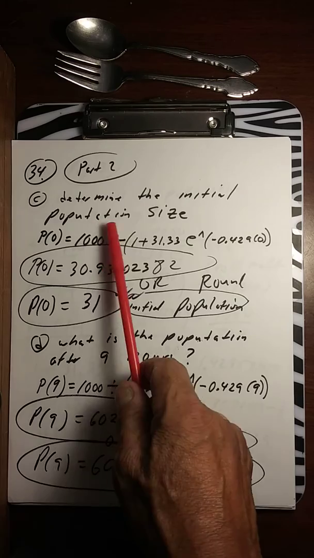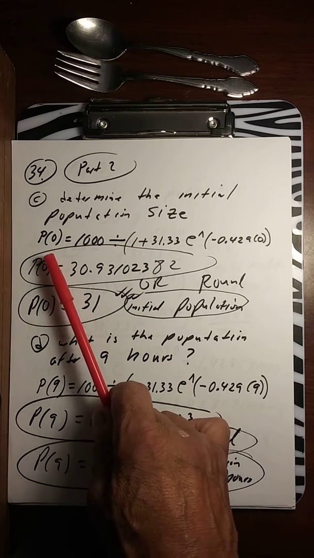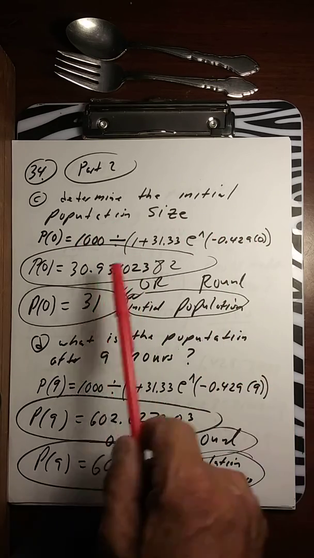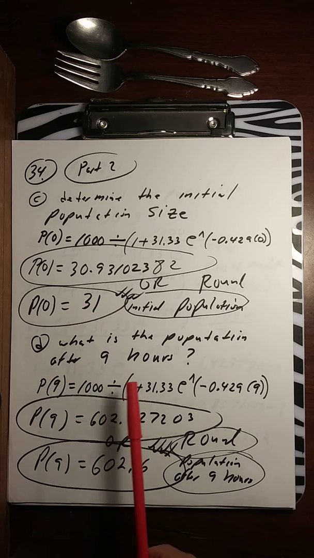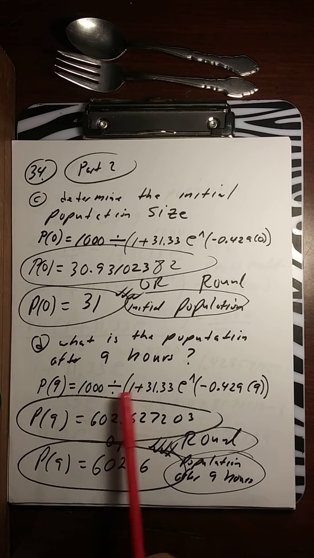Now, determine the initial population size. T is 0. When it's 0, when you first did it, what happens? You can put this in the calculator. You're going to get that answer right there. Or round it to 31. What is the population after 9 hours? Same thing. Put a 9 in there, put this in the calculator, run it, you're going to get that answer. Or we round it off.